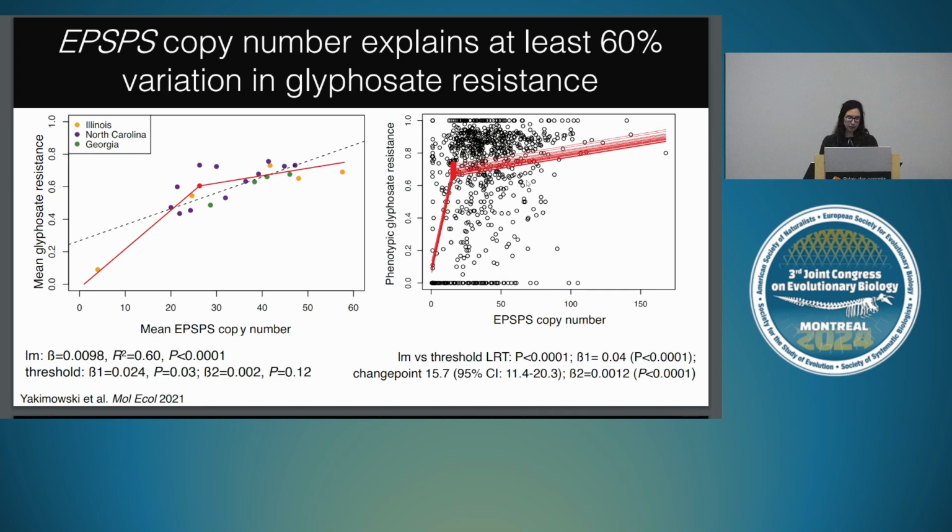Some of our previous work has shown that this copy number variation explains at least 60% of the phenotypic variation in resistance among populations. And across all individuals, there is a strong threshold relationship between copy number of this gene and phenotypic resistance. So there's a huge increase in resistance from an initial duplication up to about 15 copies, and then a much shallower increase in resistance as copy number increases up to over 160 copies, which can be detected in this gene copy system.